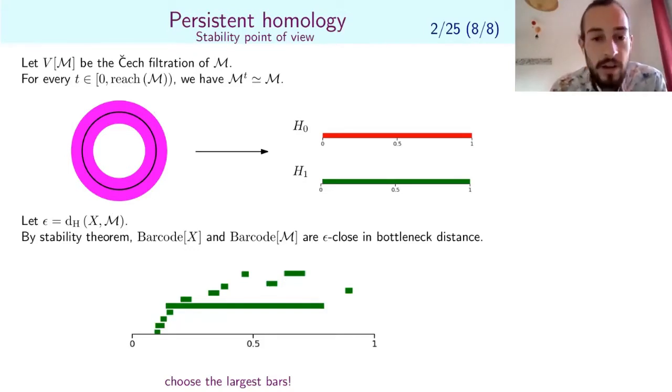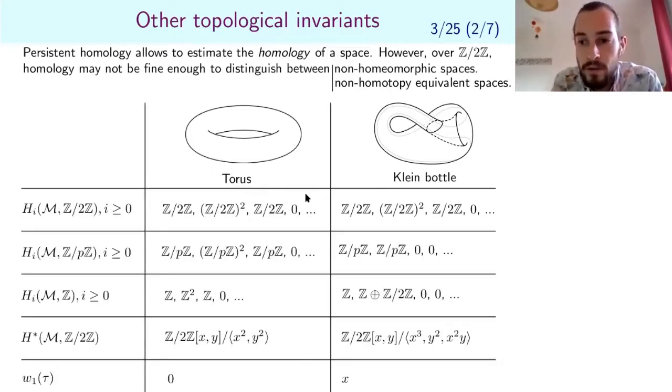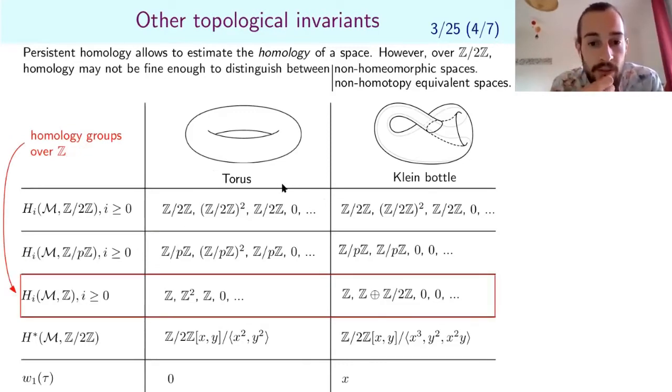Okay, so this is it for persistent homology. However, in some contexts, homology is not rich enough to study problems. Here, I took the example of the torus and the Klein bottle. Over Z2, the homology groups of the torus and the Klein bottle are the same. You cannot differentiate them with homology. But there are, in algebraic topology, a lot of other invariants we can use. For instance, the homology groups over Zp. In the case of the torus and the Klein bottle, they are different. We also have the homology group over Z. This is very powerful, but a bit of a nightmare from a persistent point of view, because we do not have a nice list of indecomposables, though we can compute it.